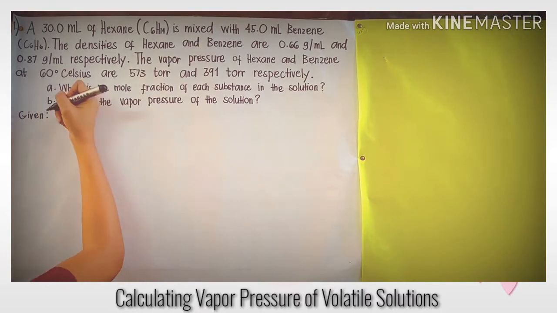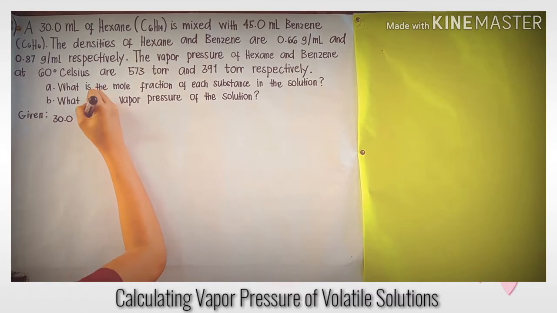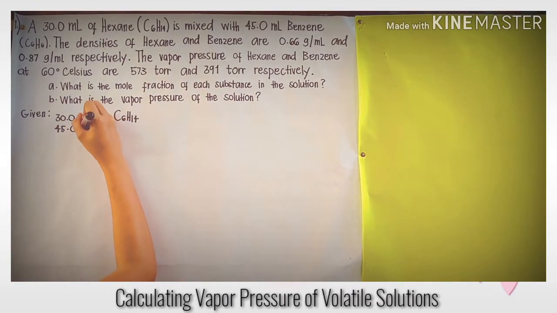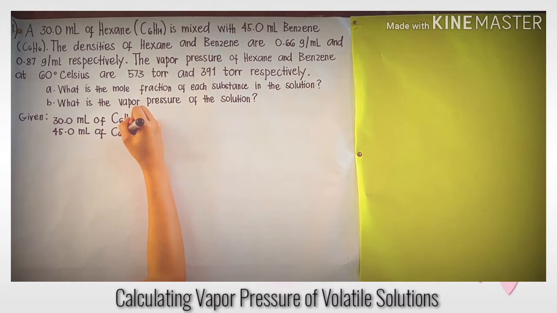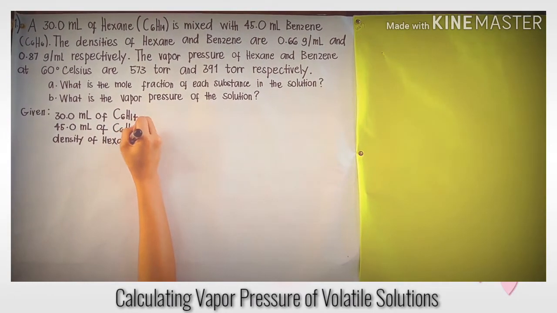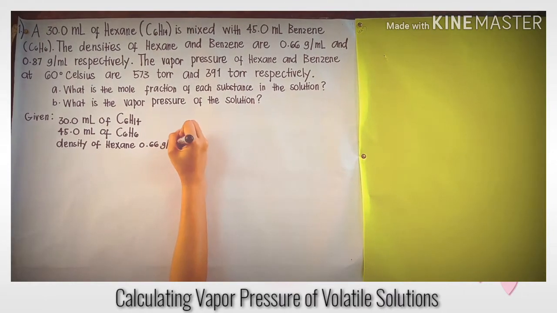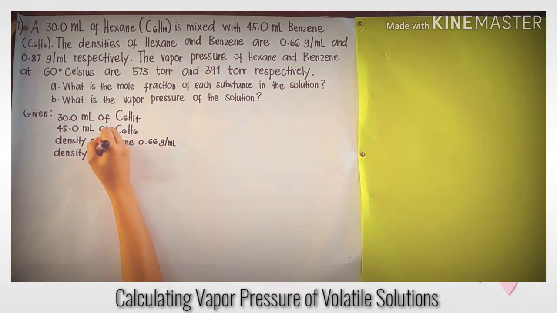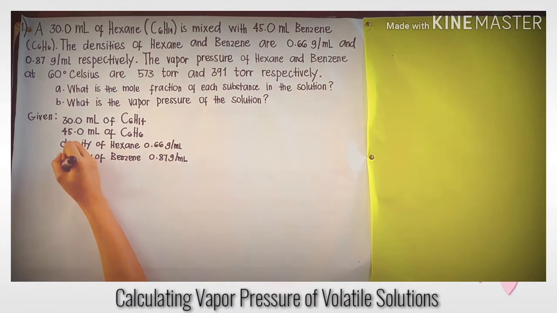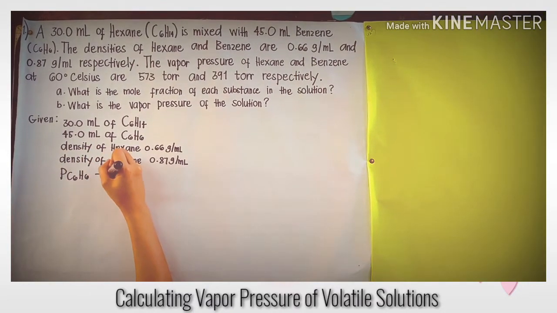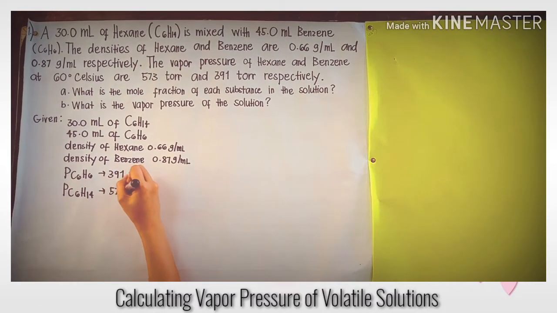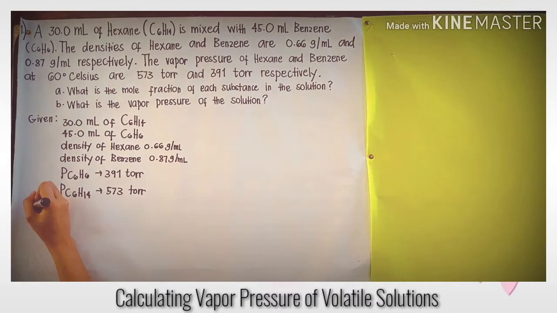So we have to write down the given. We have 30.0 mL of C6H14, which is the hexane, and 45 mL of C6H6, which is the benzene. The density of hexane is 0.66 grams per milliliter, and the density of benzene is 0.87 grams per milliliter. And we have the vapor pressure of benzene, which is 391 torr at 60 degrees Celsius, and the vapor pressure of hexane, which is 573 torr at 60 degrees Celsius.